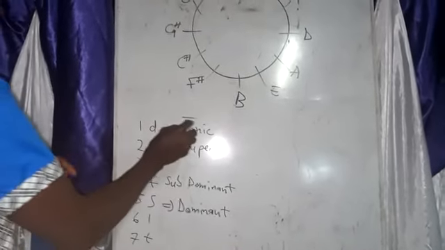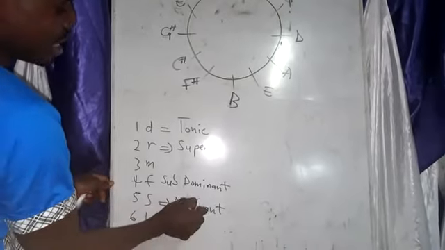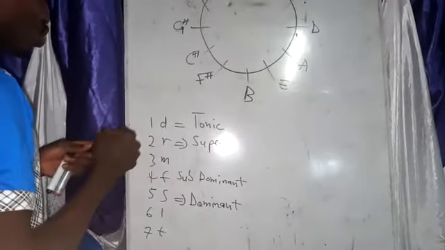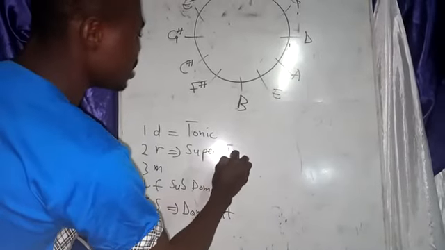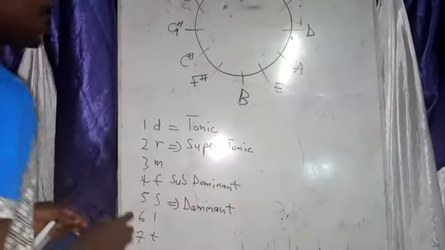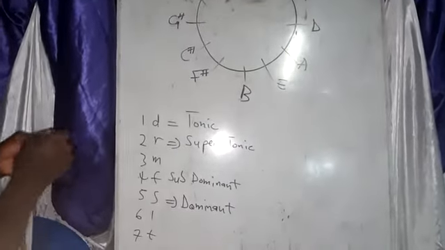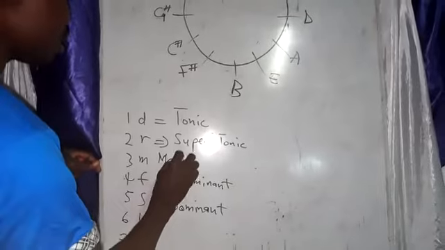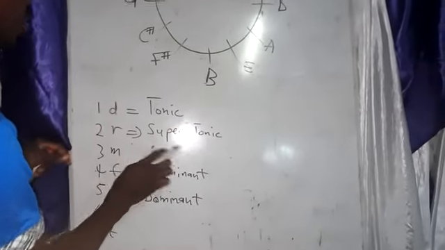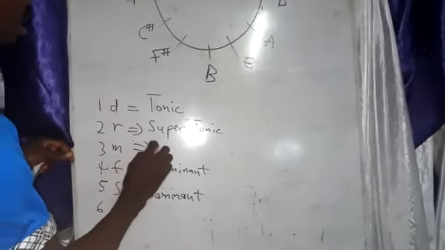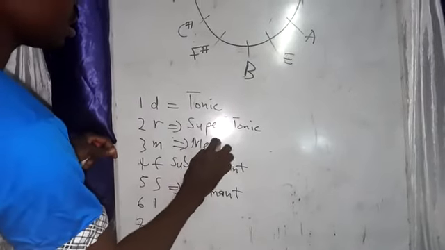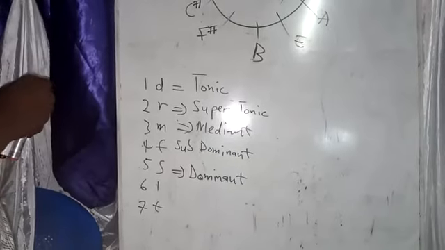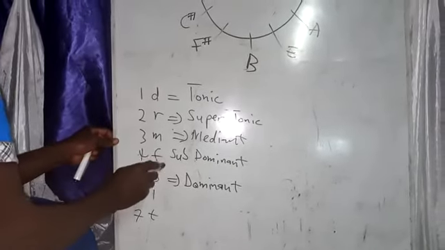So in the house, the re, the mi, and the la are the children in the house. So this is God, this is father, this is mother, these are the children. The supertonic means above the tonic. This is the one above the tonic. We have here the mediant, the third note. The mediant means the one in between the tonic and the dominant.